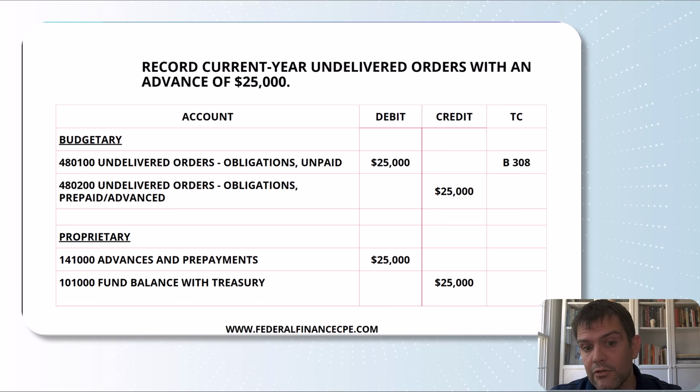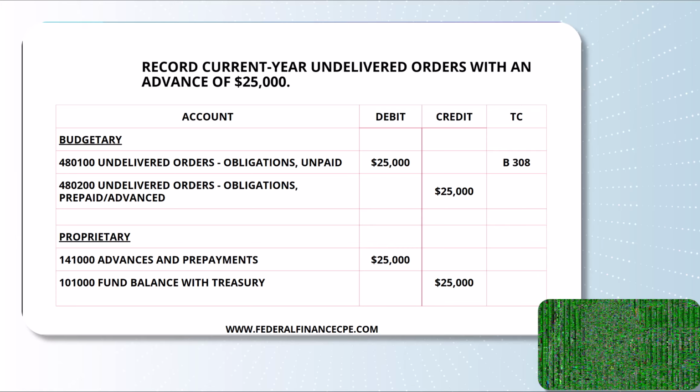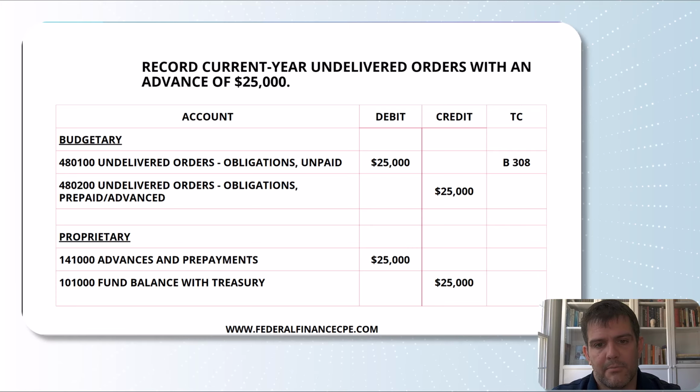Now, you should see here, we actually have proprietary entries. One is our 1410, which is our advances and prepayments. And then we're reducing our 1010 balance by $25K. Now, I like to think of this: right here is essentially a budgetary, like prepaid asset. That's what I always like to think. That's why we then reduced our cash.